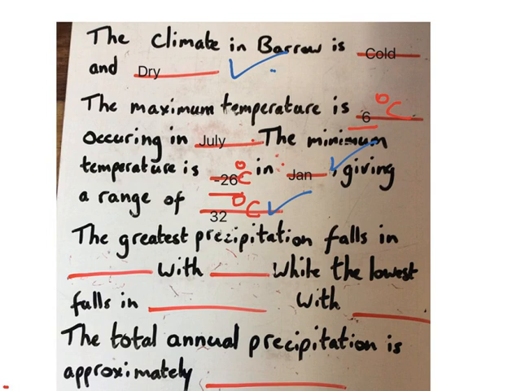So there we go, and now we're just going to start talking about precipitation, and we're going to do exactly the same. I've set up here that it is dry. Now I need to evidence that, and I do so again by talking about the highest and the lowest amounts of precipitation and when they fall.